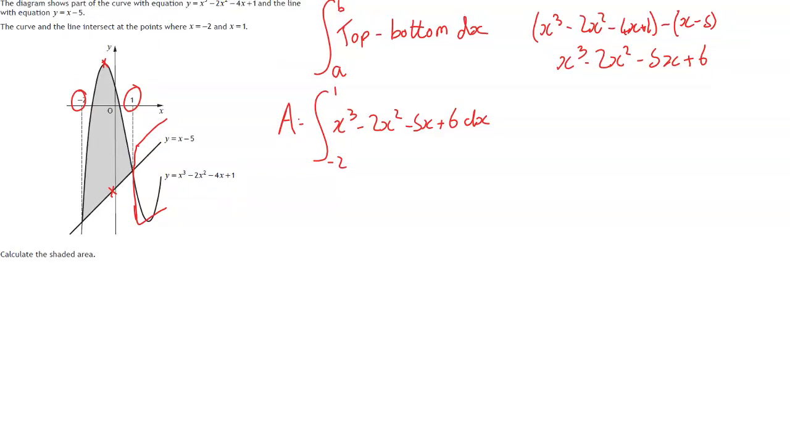So what I'm going to do is use my usual integration technique, go term by term and integrate them all one by one. Now remember to integrate, raise the power by 1, we then divide by the new power that we have. So here I'm going to get x to the power of 4 divided by 4, take away 2x cubed divided by 3, minus 5x squared divided by 2, plus 6x between my two limits of 1 and -2.